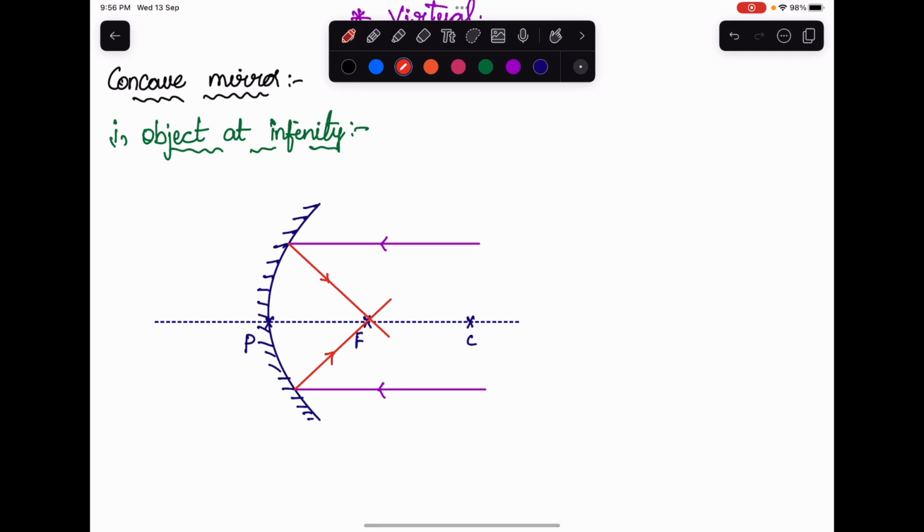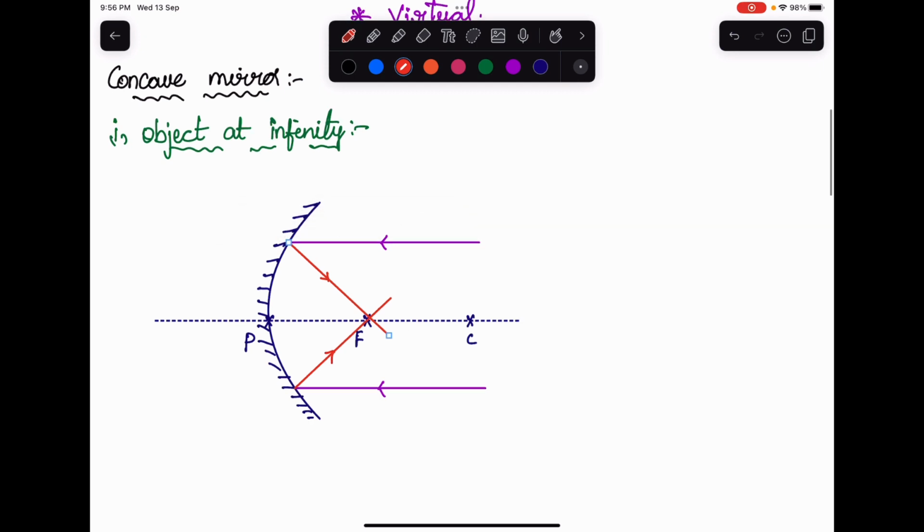So now where did you see here? The two reflected rays are found to meet at the focal point. So therefore what I can conclude now: first one, image location at focus. Directly you can say the image is at focus.